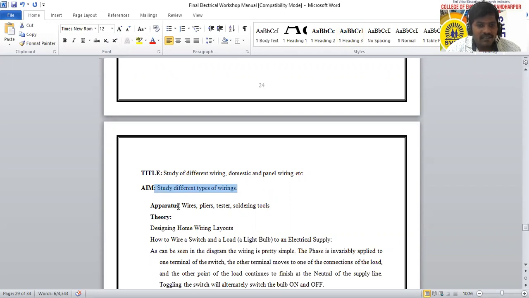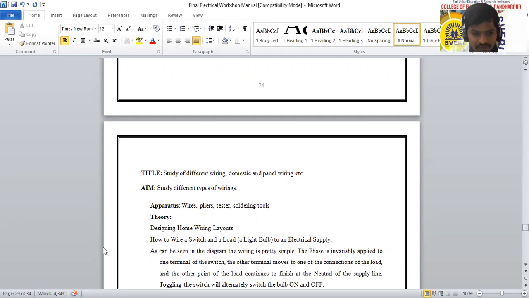The apparatus required are wires, pliers, tester, and soldering tool. Wire is required for doing wiring, pliers are used to cut the wire, a tester is for checking the wiring, and a soldering tool is to solder the wire at a particular point.